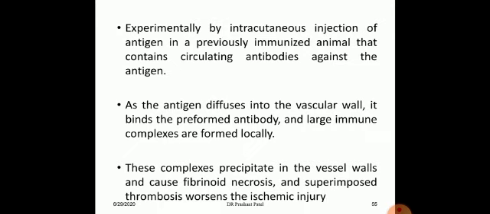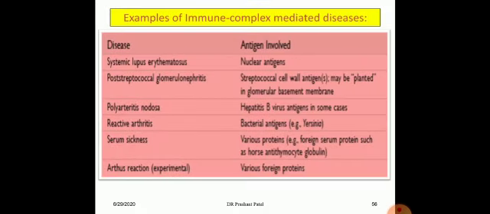As the antigen diffuses into the vascular wall, it binds to the preformed antibody and large immune complexes are formed locally. These immune complexes precipitate in the blood vessel wall and cause fibrinoid necrosis, and superimposed thrombosis may develop later on, which worsens the injury. These are examples of immune complex mediated diseases.